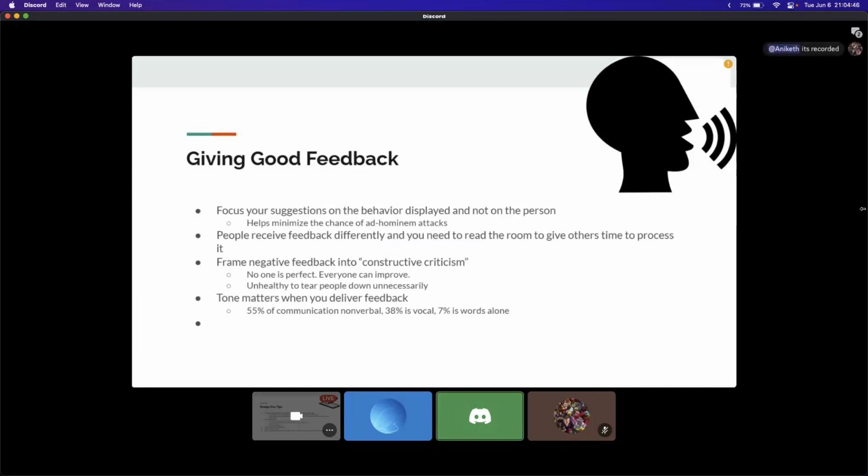So when you give good feedback, one of the important things I like to think about is that when you're giving feedback to somebody, you want to focus your suggestions on the behavior displayed and not on the person. So why do I say this? Well, feedback is easily given in the wrong way, and people who feel like feedback is addressed directly to them as a person perceive the feedback as an ad hominem attack.